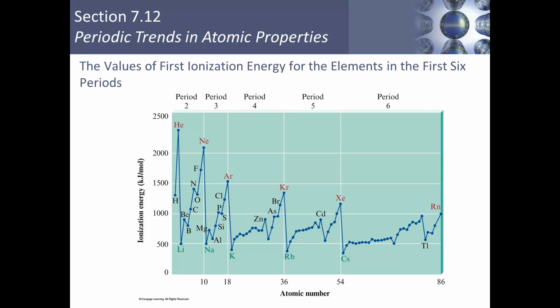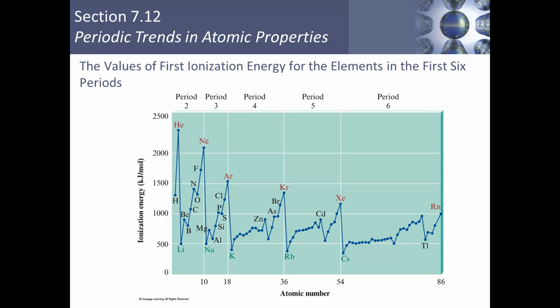There's that slight decrease again at oxygen, because in oxygen we're removing a paired electron, whereas in nitrogen the electrons are all unpaired. It's slightly easier to remove that paired electron because it's higher in energy. And then in going from oxygen to fluorine to neon, we see an increase in ionization energy again.